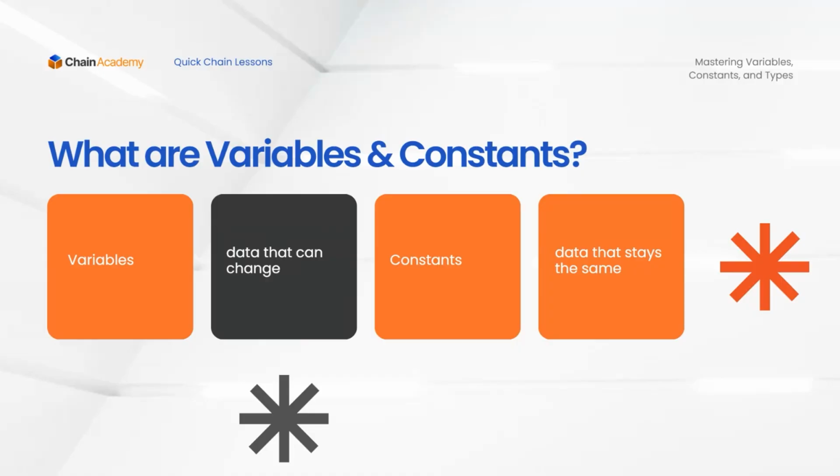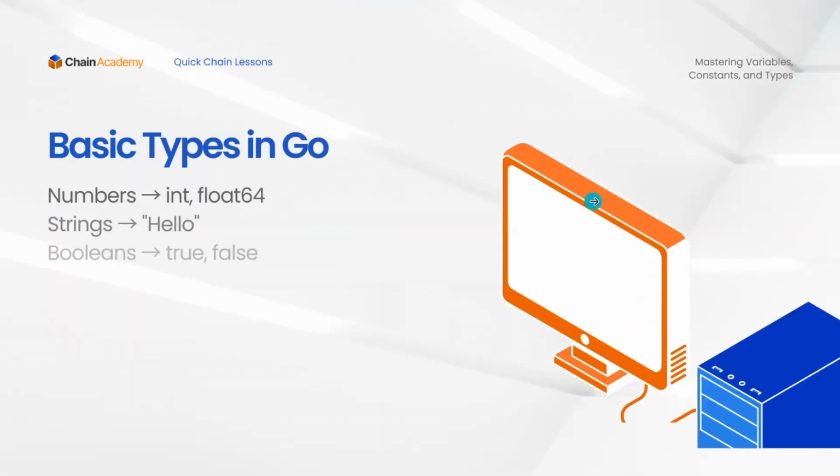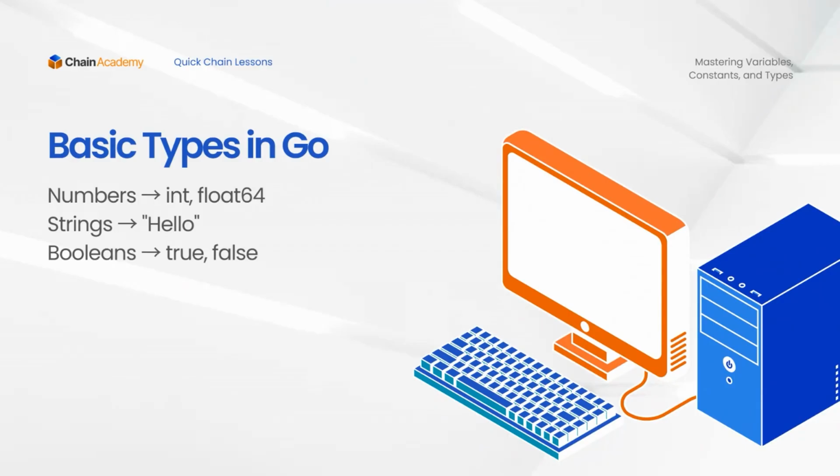Now that we know about variables and constants, let's talk about the types of data we can store in Go. Just like in real life, data comes in different forms: numbers, words, and could be a yes or no answer. So, first we have numbers. Go gives us integers like int for whole numbers and float64 for decimals. For example, your age might be an int, while your GPA or grade average could be a float64.